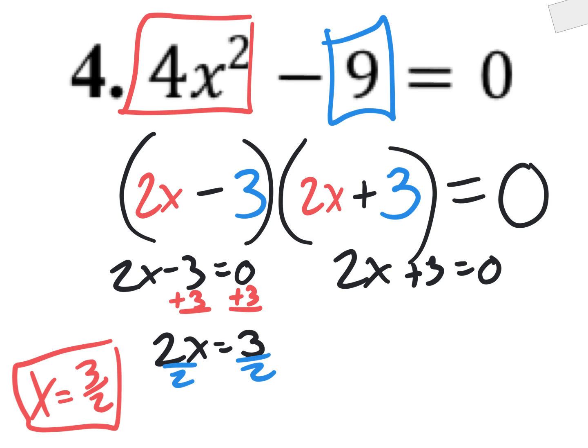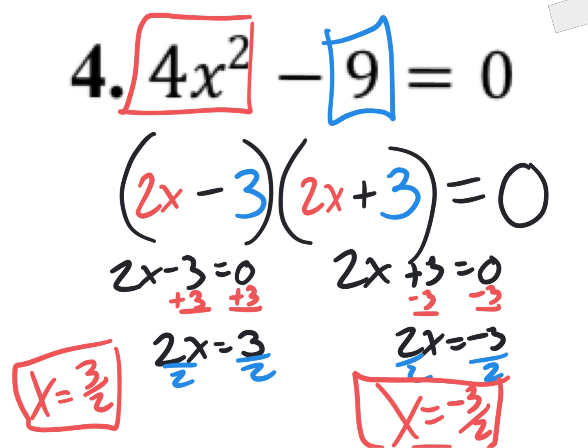Let's do the other one. Same deal, subtract 3, subtract 3. 2x equals negative 3. Divide by 2, and yes, the other answer is x equals negative 3 over 2. That's negative 1.5. That's your other answer.